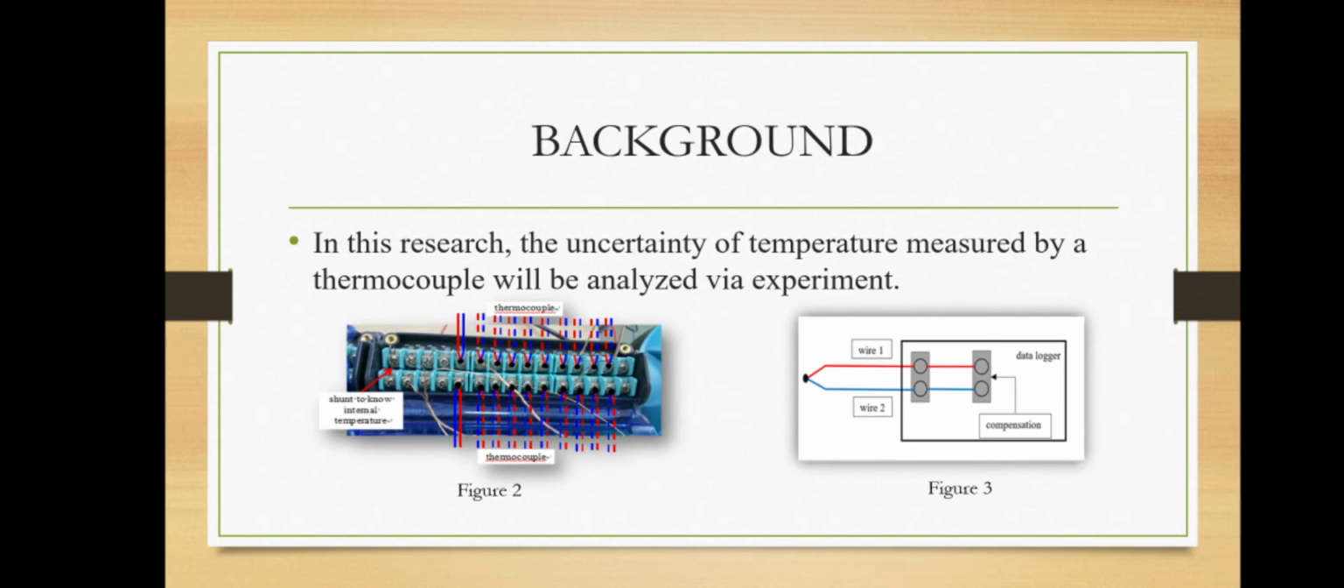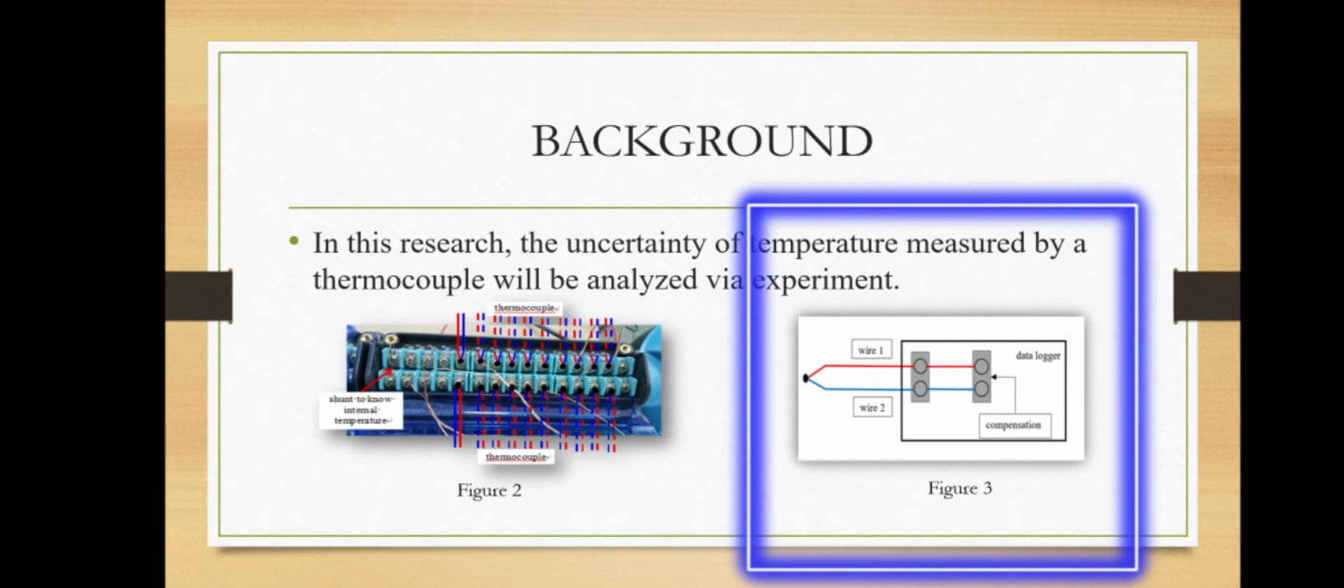Hence, a new, easier and faster way to obtain the reference junction compensation error is proposed in this research. This is a parallel connection as shown in Figure 3. The measuring principle of the reference junction compensation error is very simple. The measuring junction is put in the ice bath of 0 degrees Celsius. If there is no reference junction compensation error, 0 degrees Celsius will be displayed in the data logger when the measuring junction is put in the ice bath.